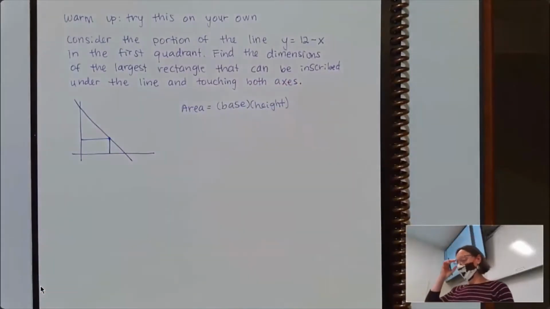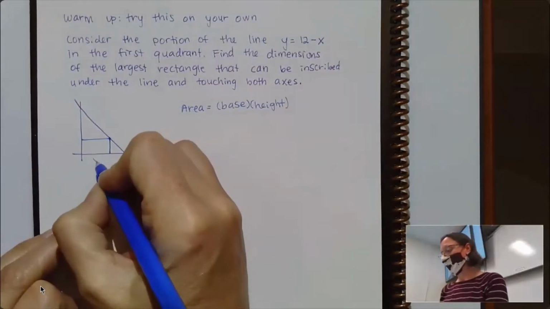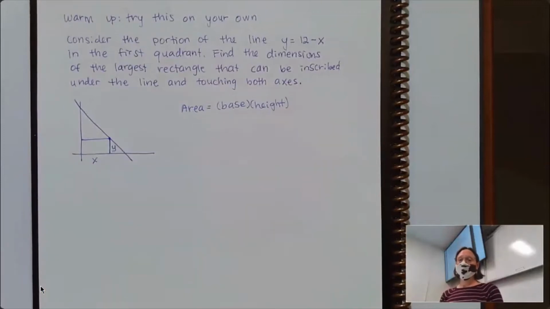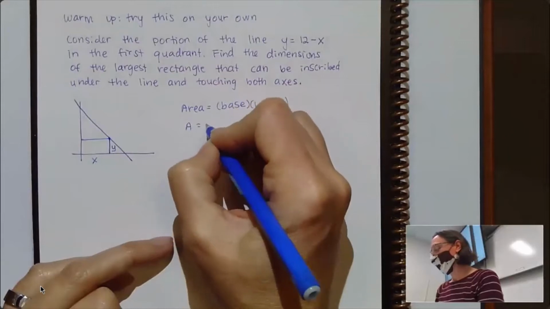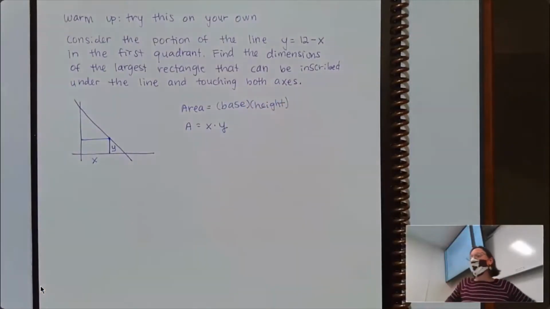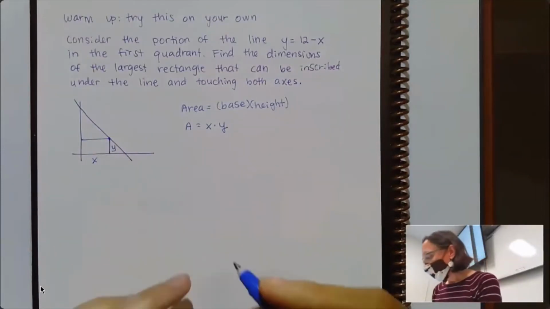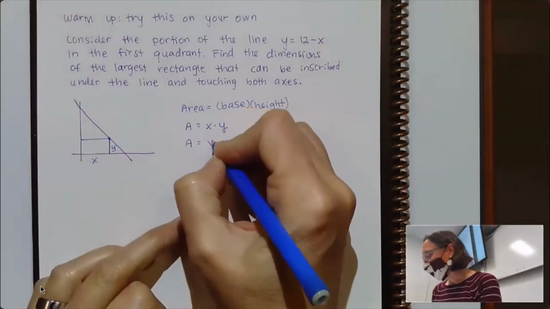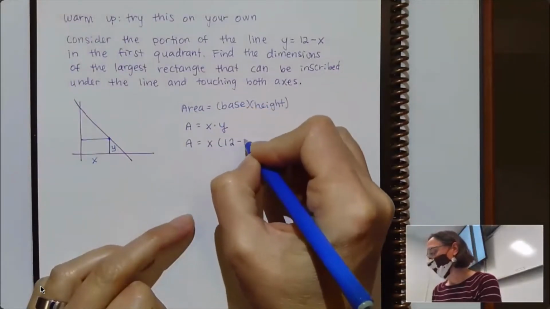And so on my picture, I'm going to go ahead and label those as x and y for the base and the height. So I would say my area is equal to x times y. And then I'd go, oh, darn, I have too many variables. I sure hope I know something else. Well, the something else that we know is that because that corner touches the line, I know that y is equal to 12 minus x.